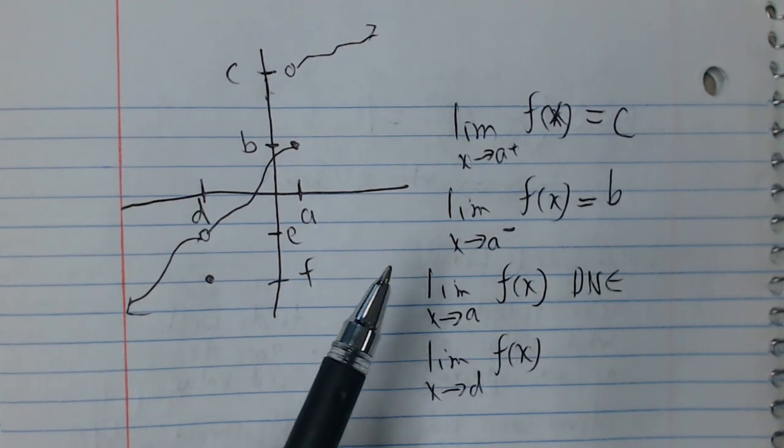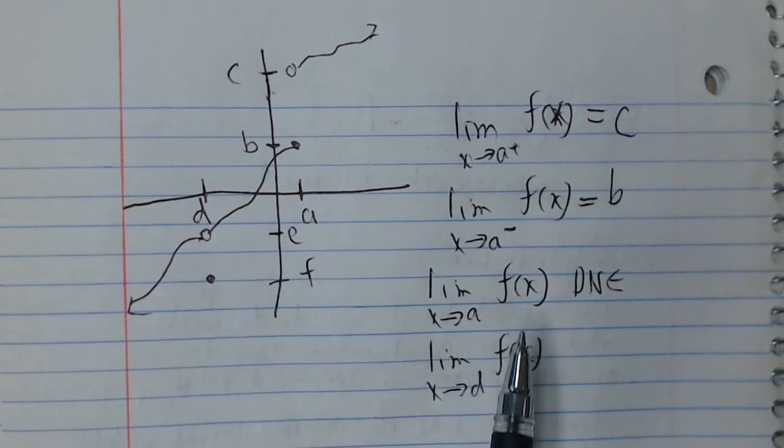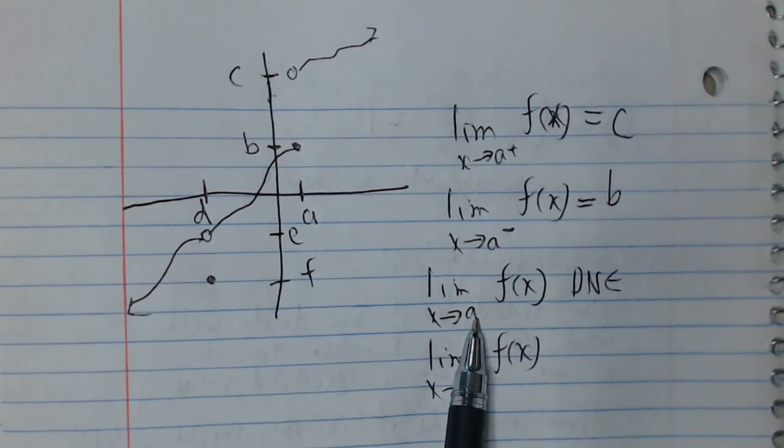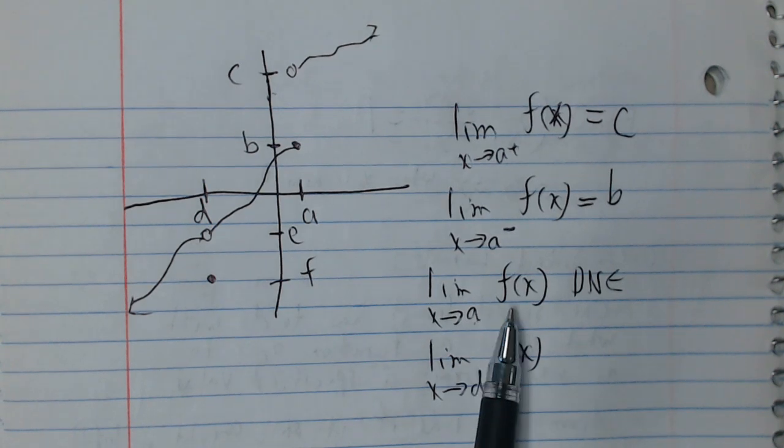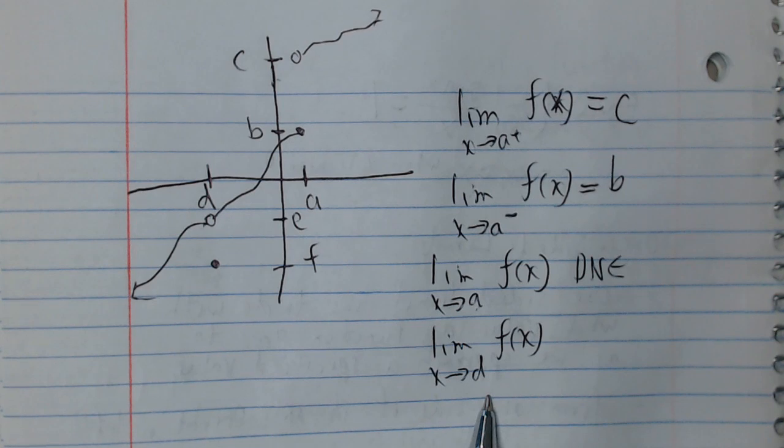So right away, we can see that one-sided limits are more likely to exist. Two-sided limits are more strict because they have to satisfy two conditions for you to say that the limit exists. Okay, now let's go to the last one.